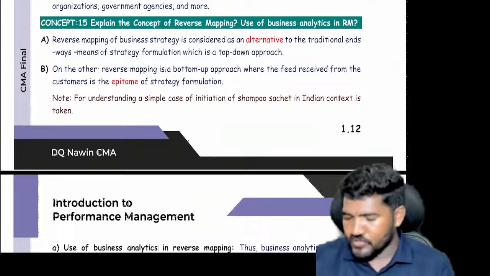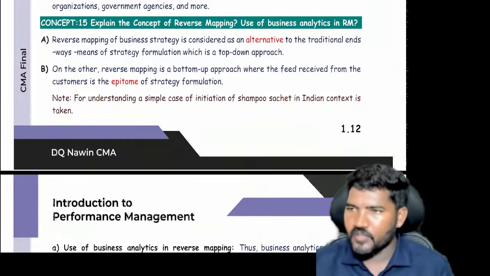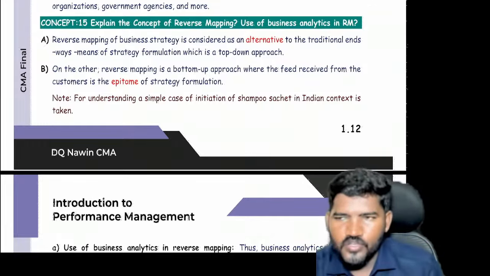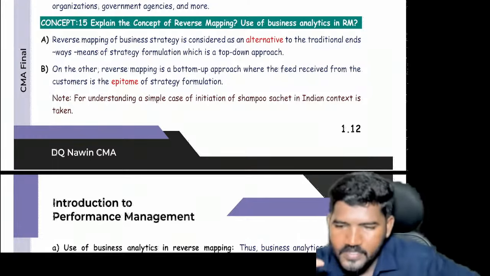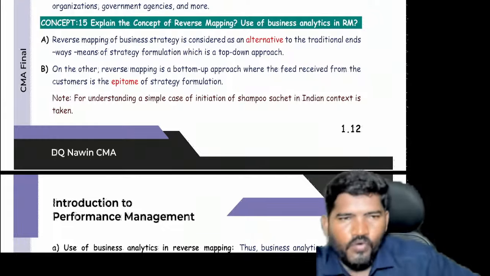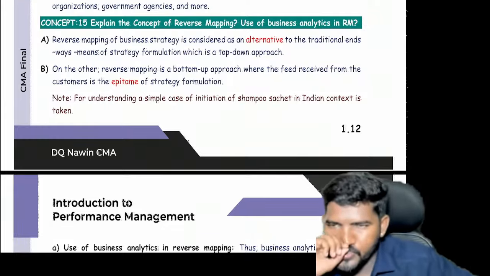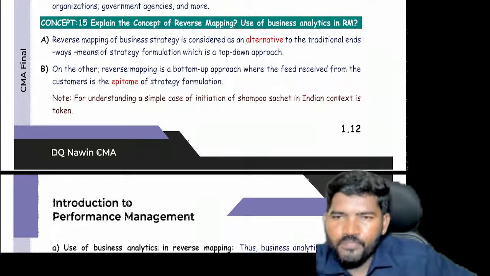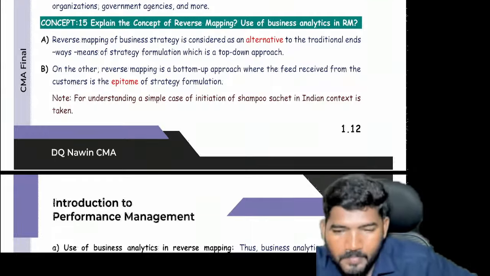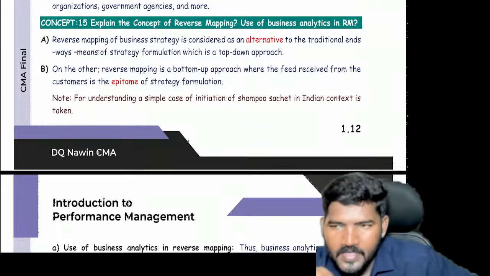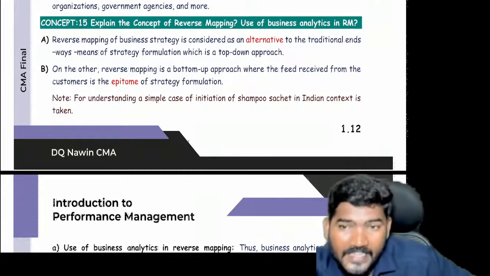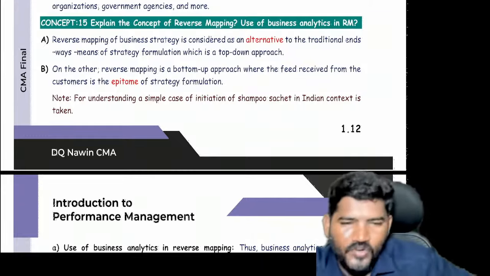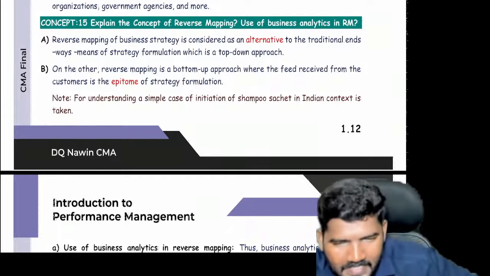Just an example to understand. In olden days, shampoos were sold only as bottles by all companies. One person introduced packets, sachets. The bottles were purchased by customers, and he had an idea: he split the bottle of shampoo into sachets. It starts from down to up. So down to up is known as reverse mapping. I hope you guys are clear on reverse mapping.